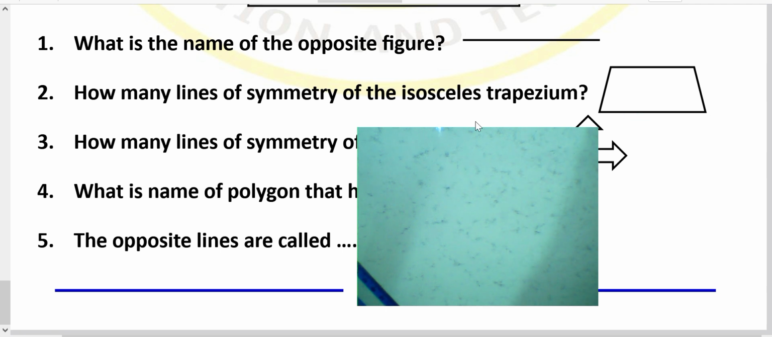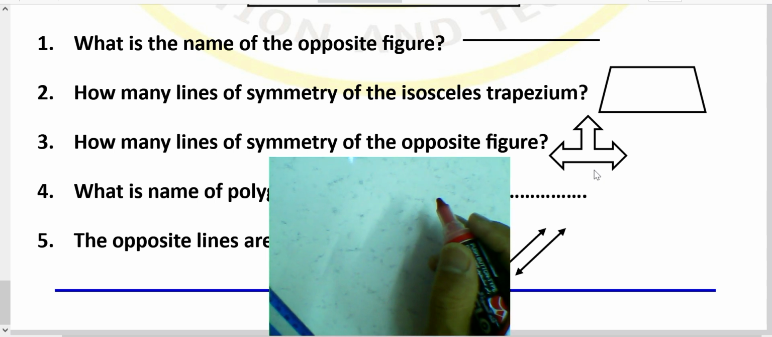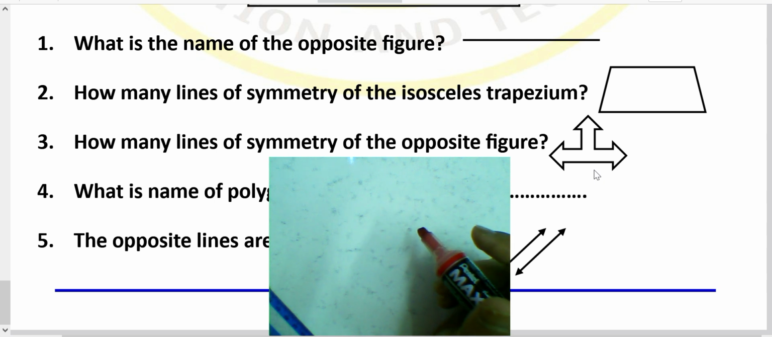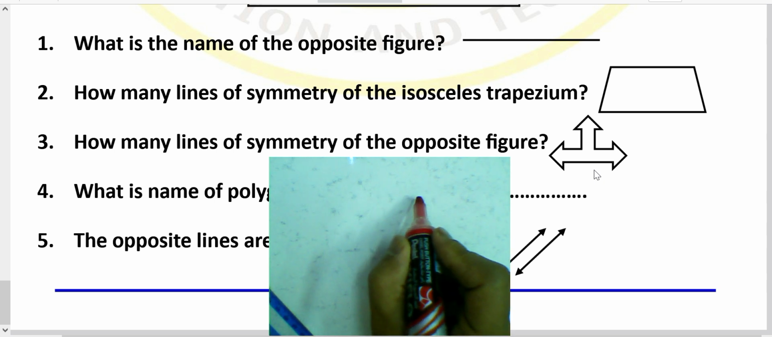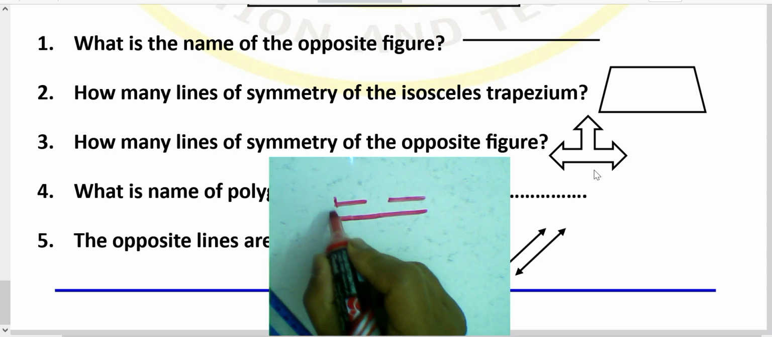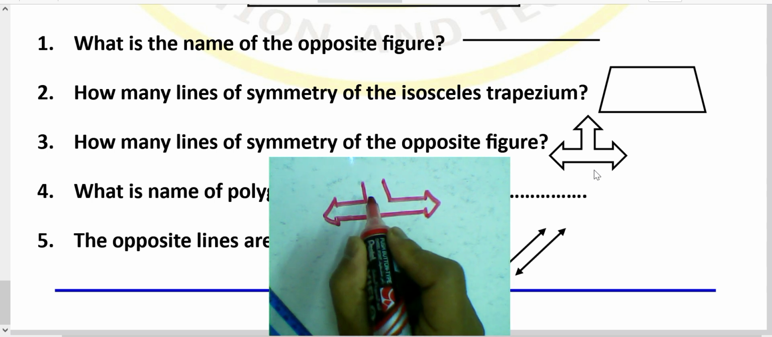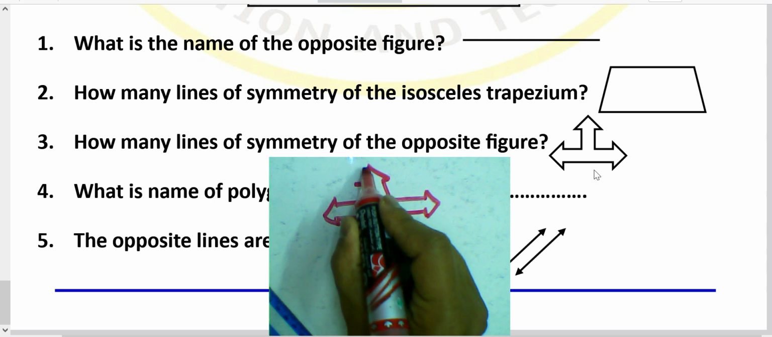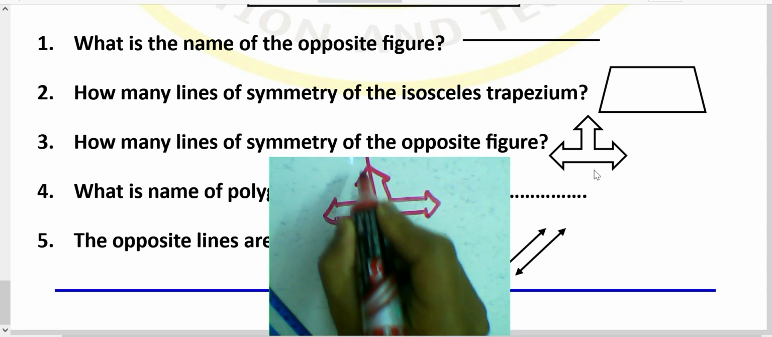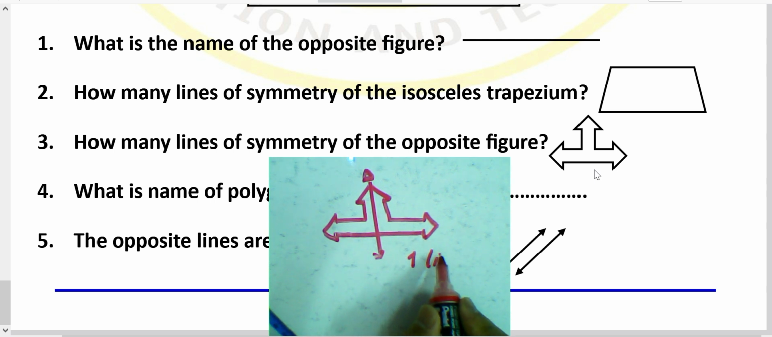Next question. How many lines of symmetry does the opposite figure have? We can divide the figure into two congruent parts by two methods or one method only. Look here, we have this, and we can divide it by one line of symmetry here. So we have one line of symmetry.